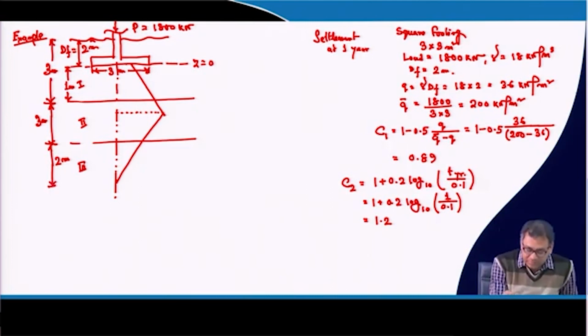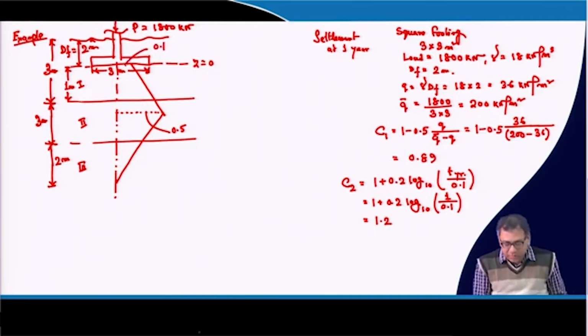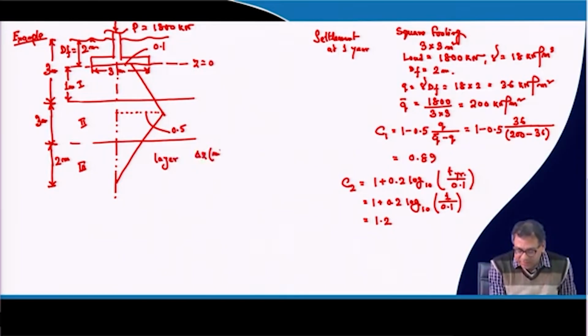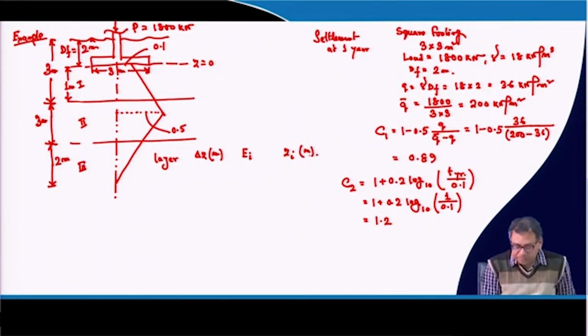Okay. So, now this point, this is 0.5 and this is 0.1 because it is a square footing. So, now let us calculate. You take the name of the different layer and then del z. Del z is the thickness of each layer, then Ei, and then this Zi, Zi in meter. Now Ei value for every layer is also given.